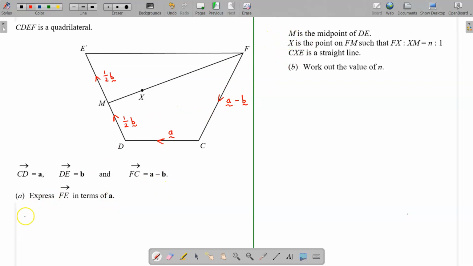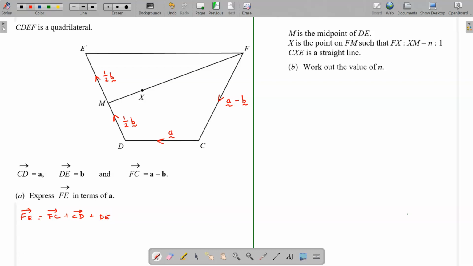So F to E is equal to, I can do it in 3 stages, you see. I can go F to C, C to D, D to E. Okay, I'll just write it down in full. FC plus CD plus DE.